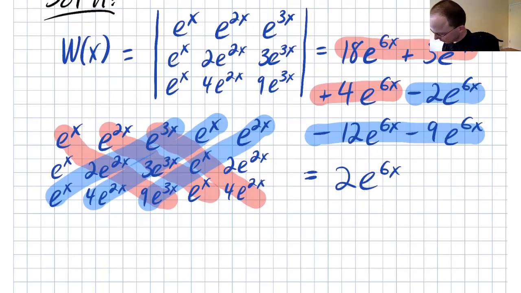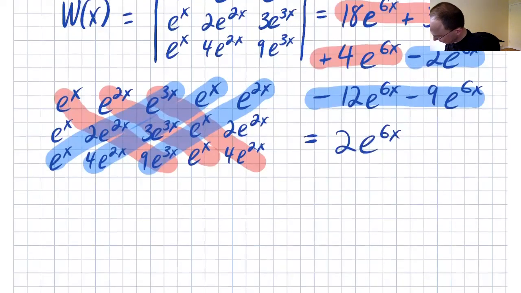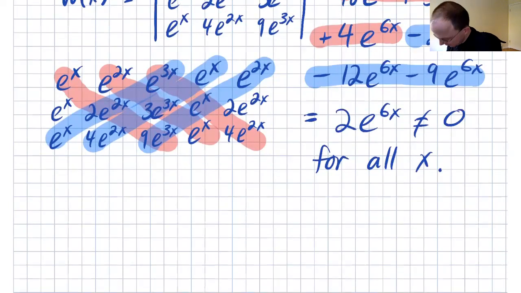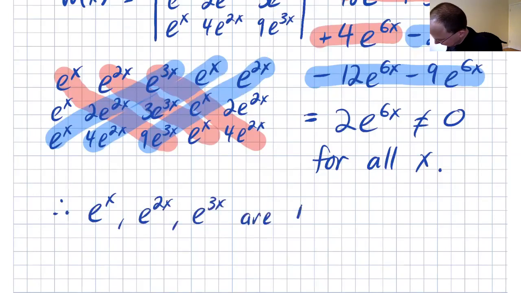So there it is. There's our Wronskian, and in fact, this is not equal to 0 for all x, but we just need it not equal to 0 for some x. So therefore, e^x, e^{2x}, and e^{3x} are linearly independent.